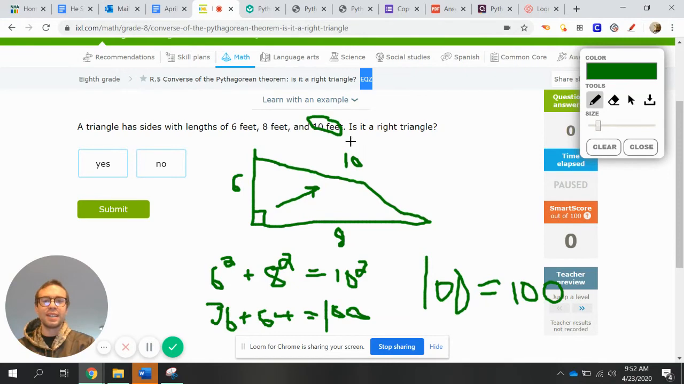A huge important part is that this longest side, whatever that longest side is, it's always going to go in for your c value. Your a and your b, you can interchange them. So you could have put 8 squared here and 6 squared here, but again, you're still just going to add those together. So the question was, is this a right triangle? Well, since it checked out right here, we would say that yes. But if these numbers were not equal, then we would say no.